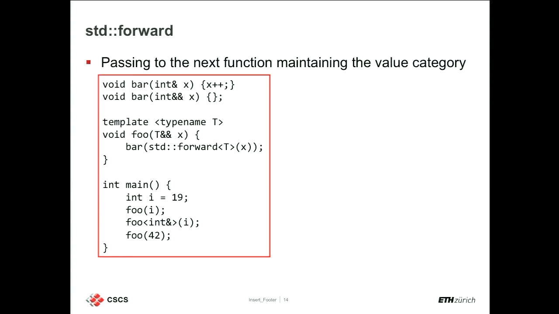But now I have an intermediate step. This intermediate step is the function foo. So the user never calls bar directly, they will call foo. And we call foo exactly as earlier, with i, the int i, and the 42. Now with the same signature as before, but now I call bar with std::forward<T> of x.